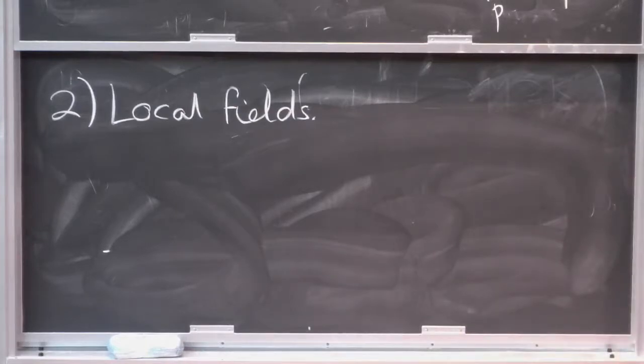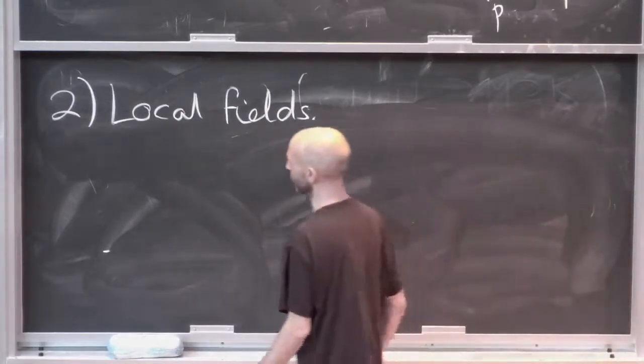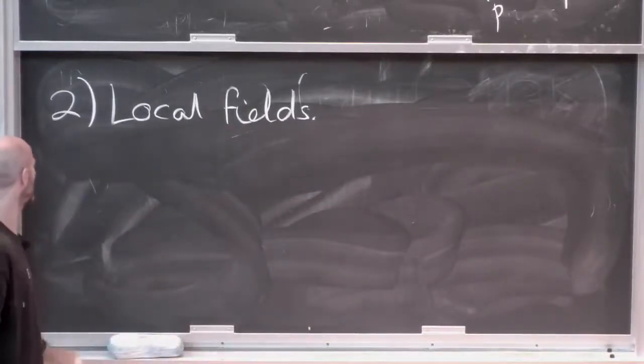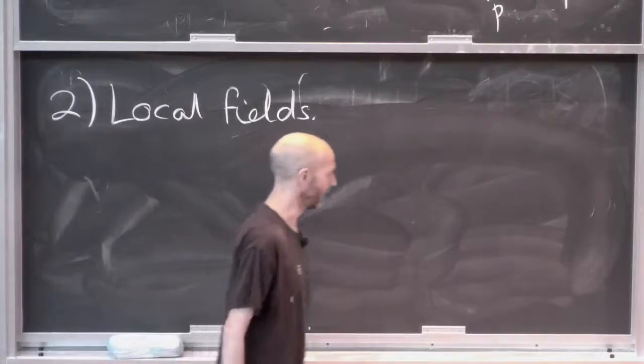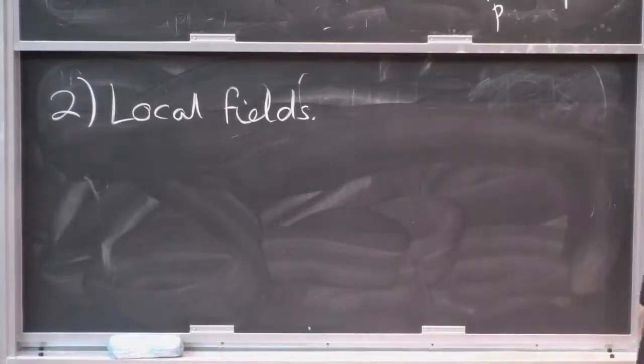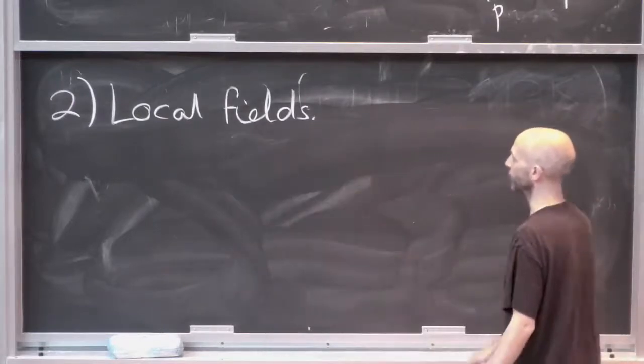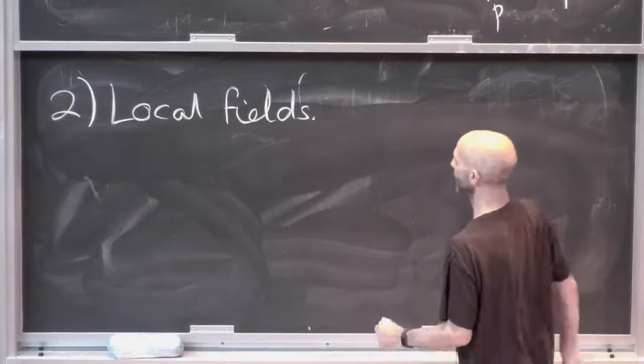Local fields. So how does this work? What is a local field? Well, I don't know. It's kind of tricky. It means different things to different people. So, for example, the real numbers and the complex numbers, maybe those are local fields. Power series rings over finite fields. I don't know too much about them, but I think those are local fields. I'm scared of them.